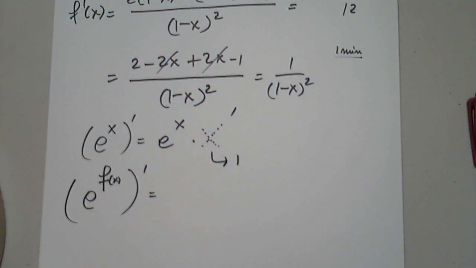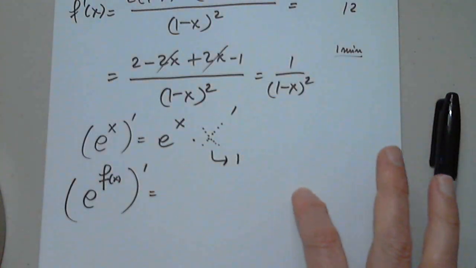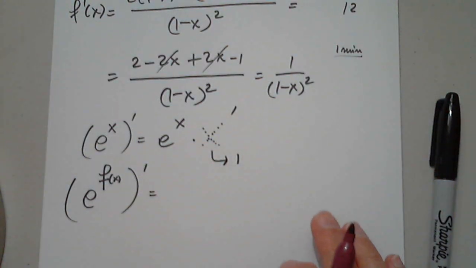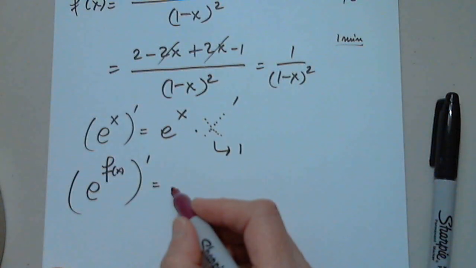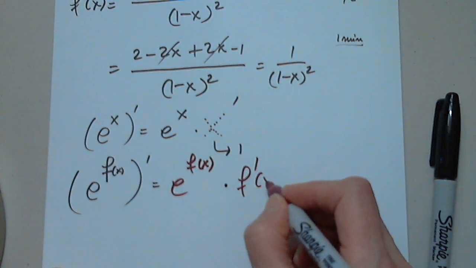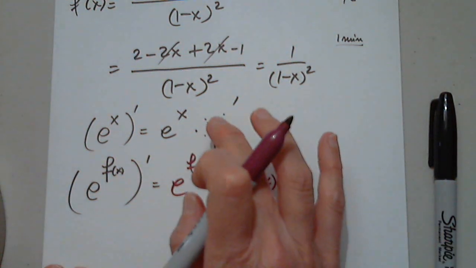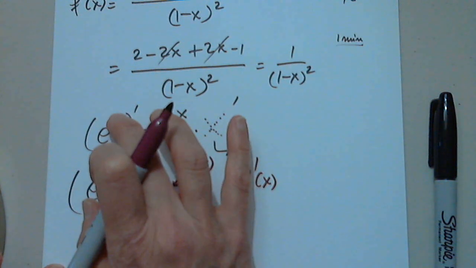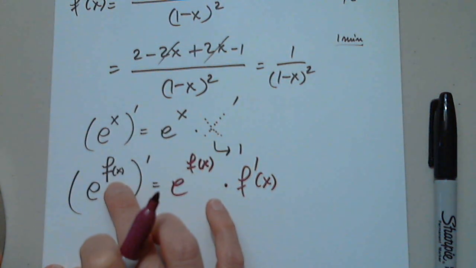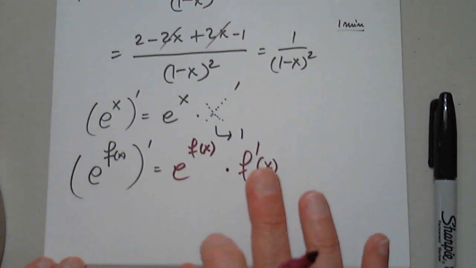What would you come up with in this case? What would you say? e to f of x times f prime of x. Brilliant. That's all I needed. That's it. Because this now is not x, but a function of x that needs to be differentiated. Awesome. One more thing.